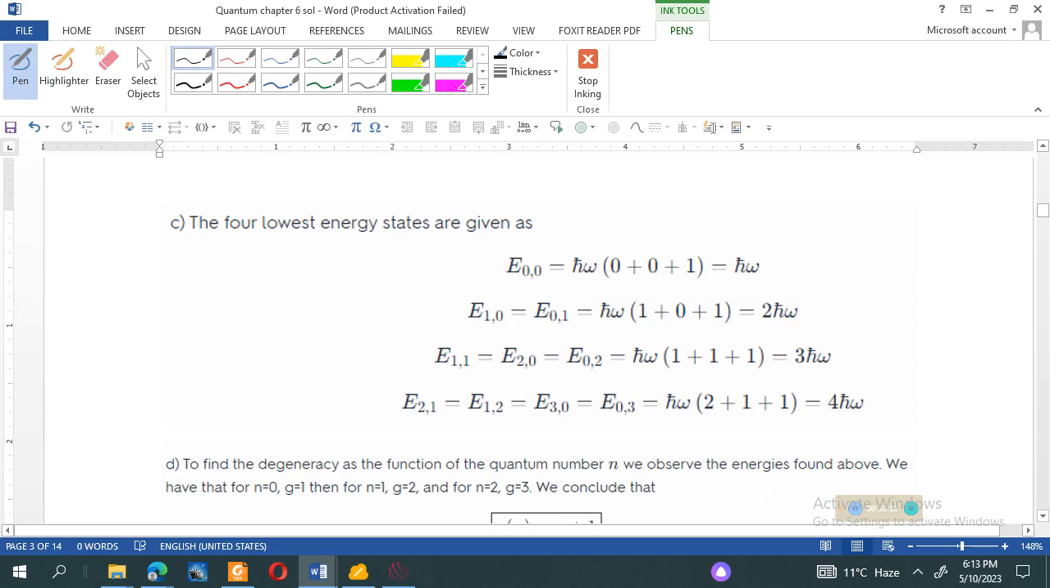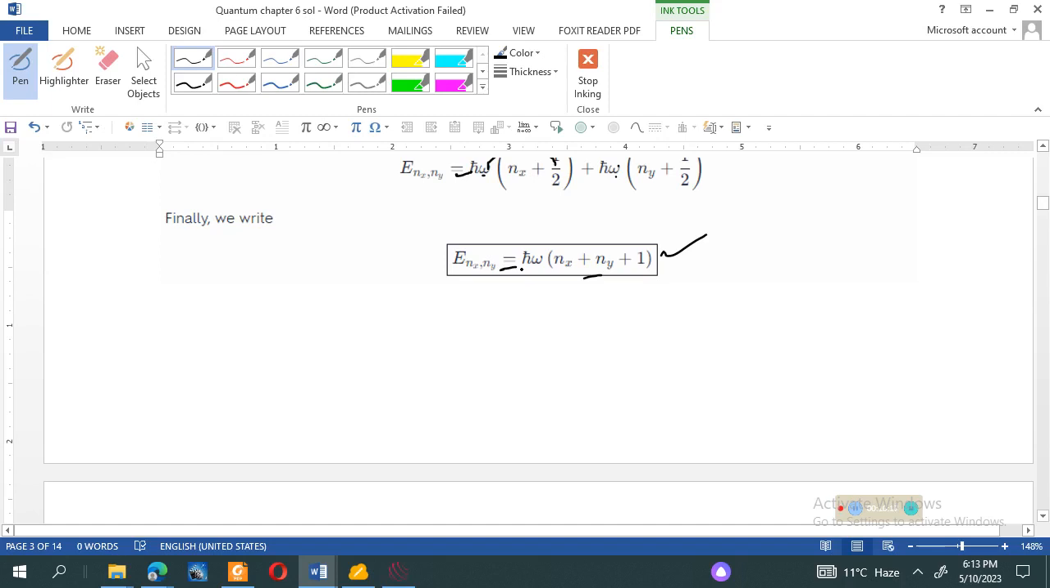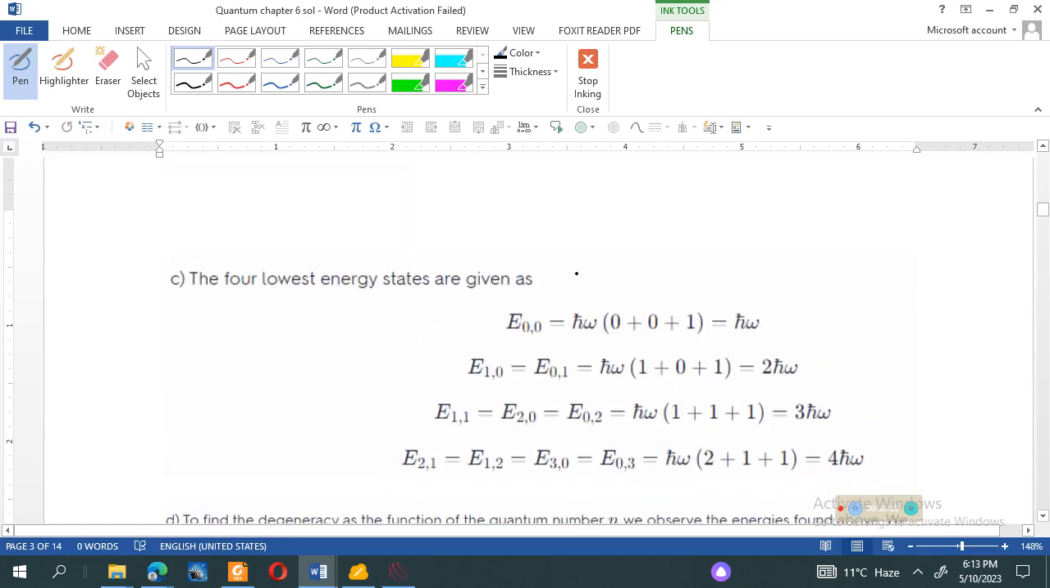So the lowest term: you know that we have the general energy expression, which is equal to ħω(nx + ny + 1). Okay, we write it again. En is equal to ħω into (nx + ny + 1). This is the general expression. Now we will put in various values of nx and ny, and we can obtain the various energies. First, nx is equal to 0 and ny is equal to 0.